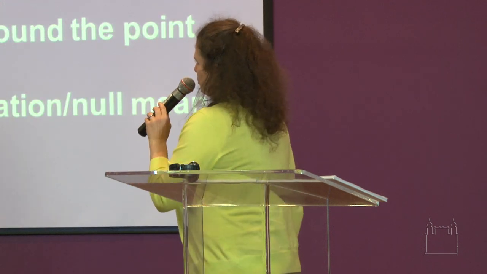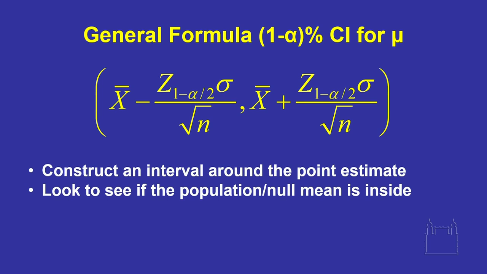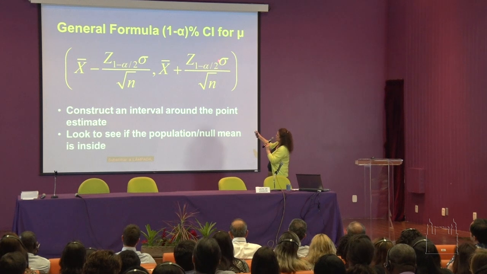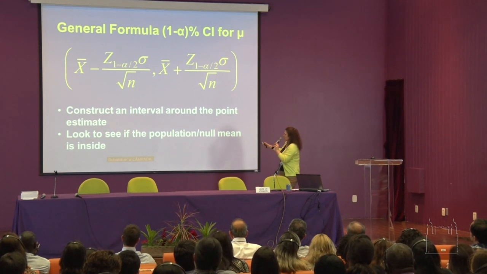This is your general formula. This is for a confidence interval for a mean. I just want you to get the idea that we've got this point estimate, and you're going to have minus or plus some function of the distribution. Again, the standard deviation's coming up and the sample size is coming up.